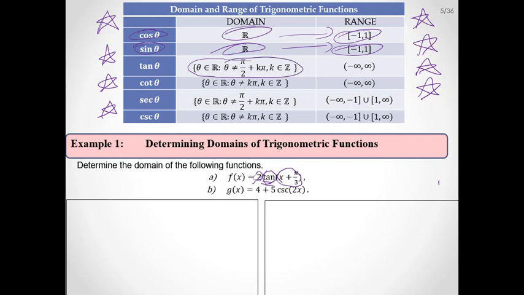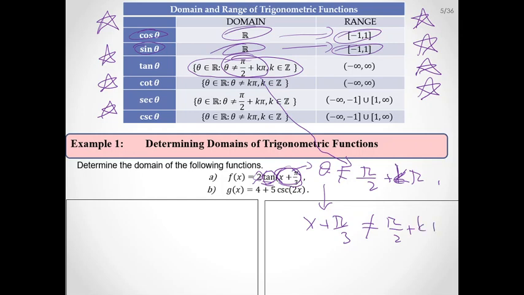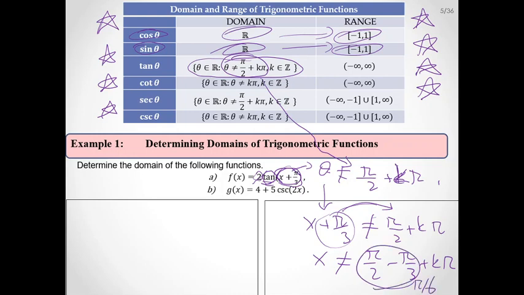Okay, I will show you a systematic way of doing this. You can say this is theta here, and then you will say, hey, theta can be anything but not those numbers here. Then what is theta? You write x plus pi over 3 cannot be equal to pi over 2 plus k pi. And then solving this for x is the same as solving an equation. So x is not equal to, send pi over 3 to the other side, and you will get this one. And then when you do this, it will be pi over 6.